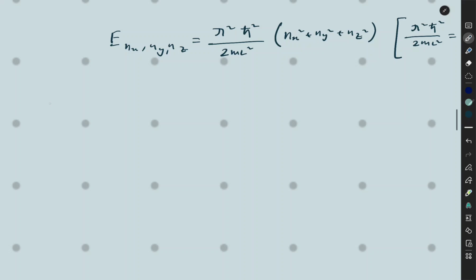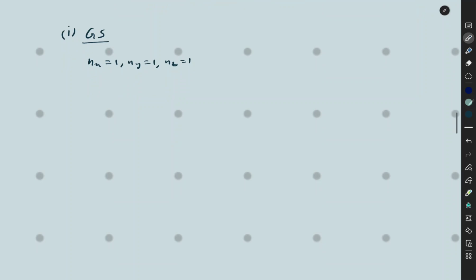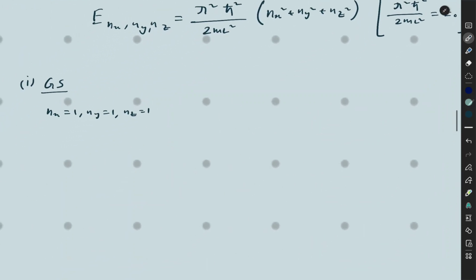So for the ground state, that is example 1, the lowest possible numbers are nx equal to 1, ny equal to 1, nz equal to 1. Therefore, we are getting energy of 1, 1, 1 as E naught into 3. So that is 3 E naught. Is there any other combination of nx, ny and nz possible? The answer is no.